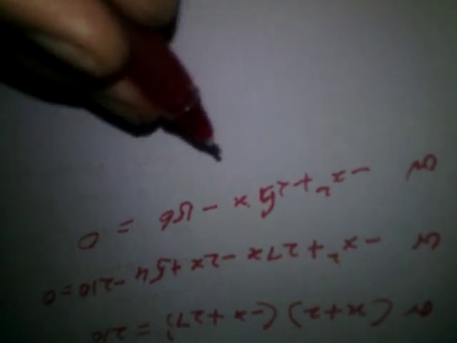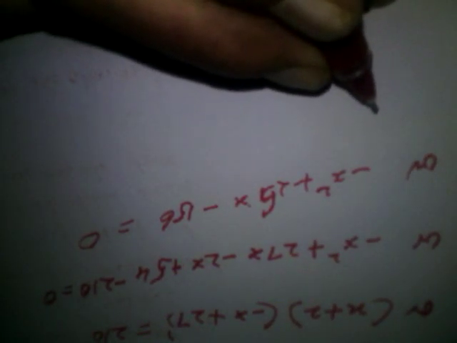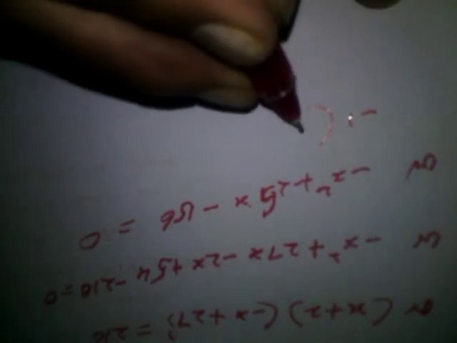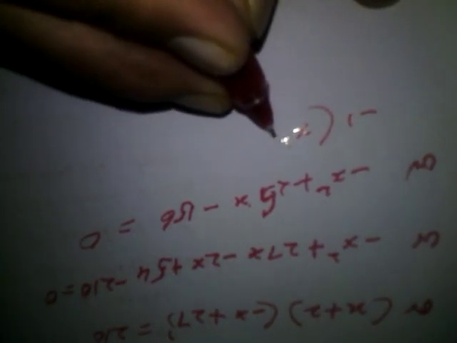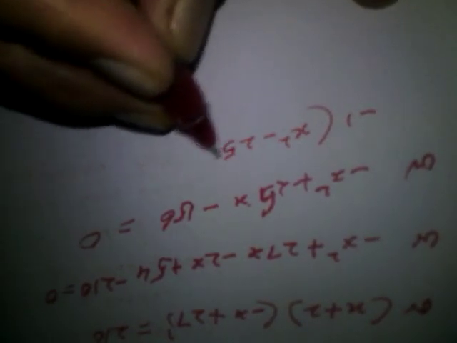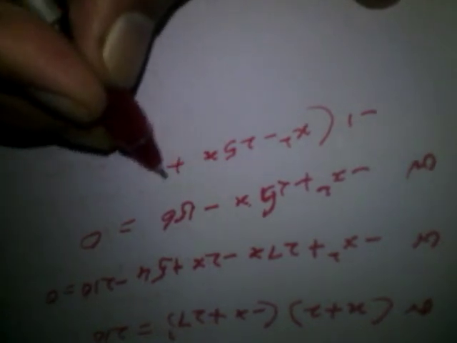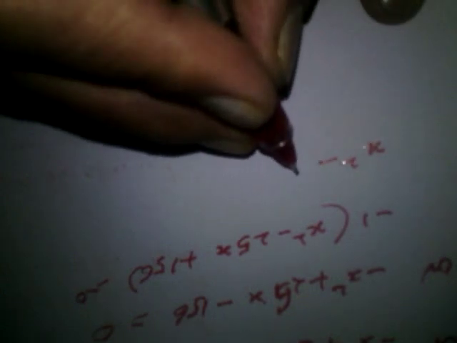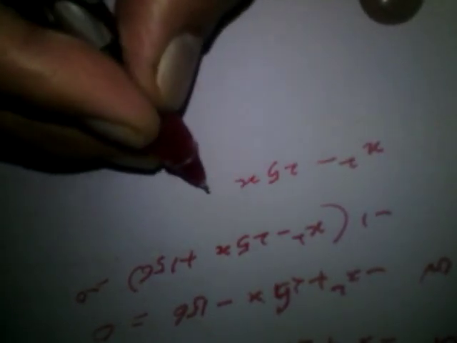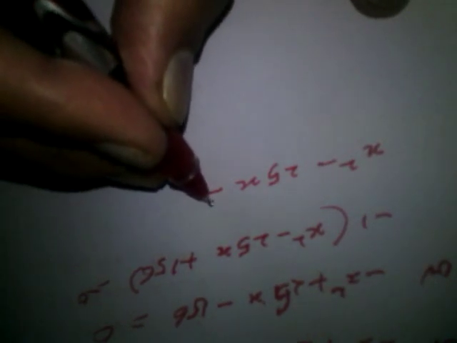So minus we will remove. If we take minus 1 common, inside this we will get x square minus 25x plus 156 is equal to 0. So minus 1 cannot be equal to 0. So the equation is x square minus 25x plus 156 is equal to 0.